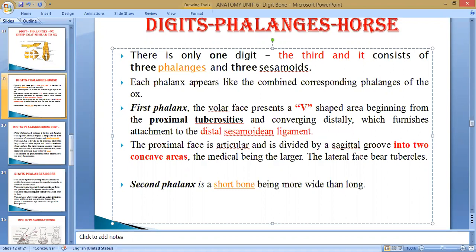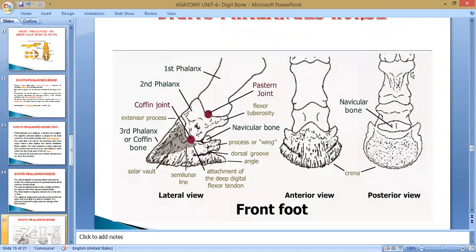The proximal face has two articular areas divided by a sagittal groove in the form of a concave area, which is for the attachment of the distal part of the metatarsal. The medial one is larger and the lateral face bears the tubercle. We have already seen this lateral face having the tubercle, and this is the medial part, from here to here. So when we see minutely, the medial part is larger and the lateral smaller, and the lateral surface has a tubercle laterally on its posterior aspect.